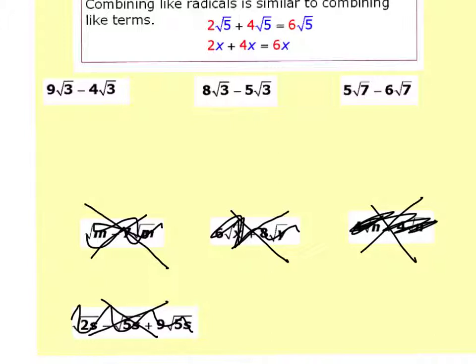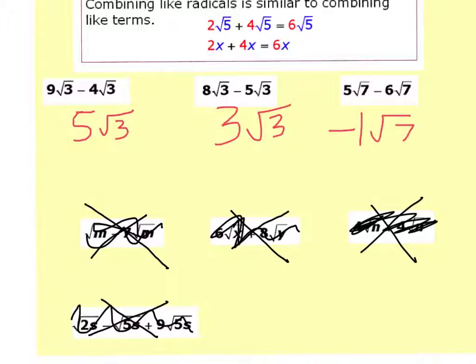So, let's do a couple examples. 9 square root 3 minus 4 square root 3 is 5 square root 3. That's it. That's all you have to do. 8 square root 3 minus 5 square root 3 is 3 square root 3. And one more here, we have 5 square root 7 minus 6 square root 7 would be negative 1 square root 7.